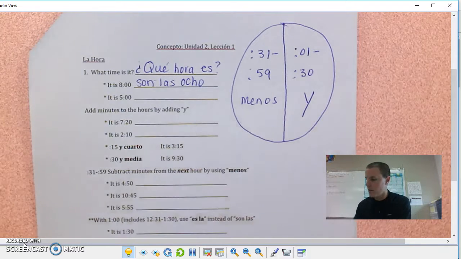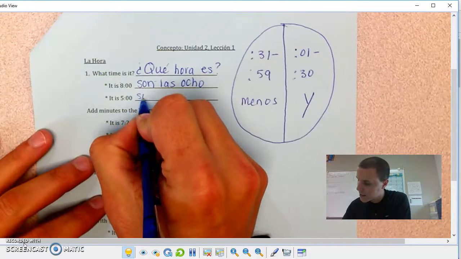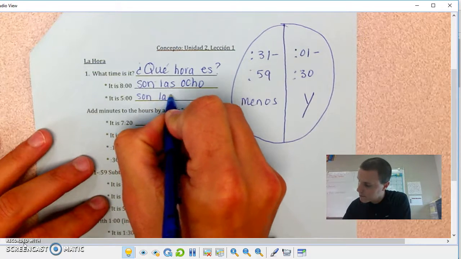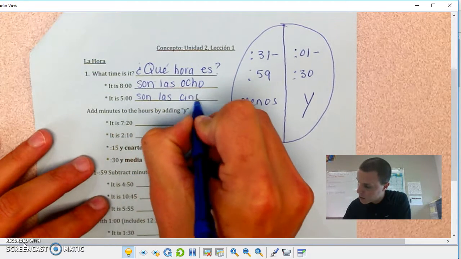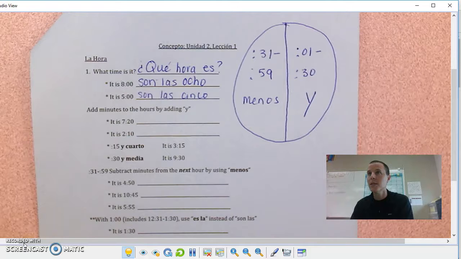It's 5 o'clock. Same idea. It is son las, and we'd say cinco. Son las cinco. Yes. What would you do for the AM and PM? We'll get to that towards the end.